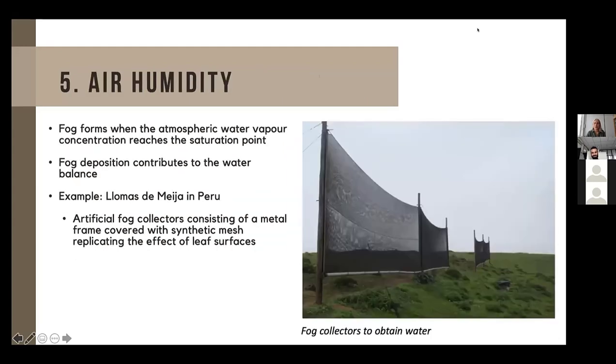So I showed some examples of dew formation, but of course this can also be done for fog. So this is actually an example from Peru, where they put artificial fog collectors consisting of a metal frame covered with mesh that actually replicate the effect of leaf surfaces. So when the air goes through this mesh, then the fog is captured, and then this contributes to the local water balance.